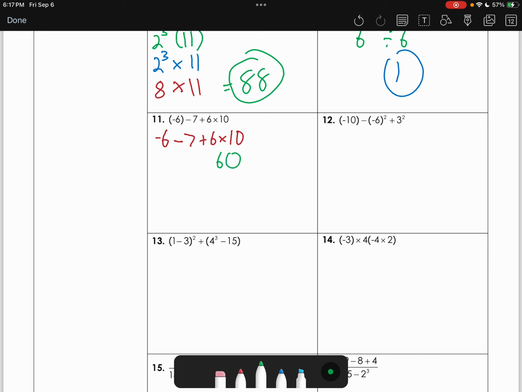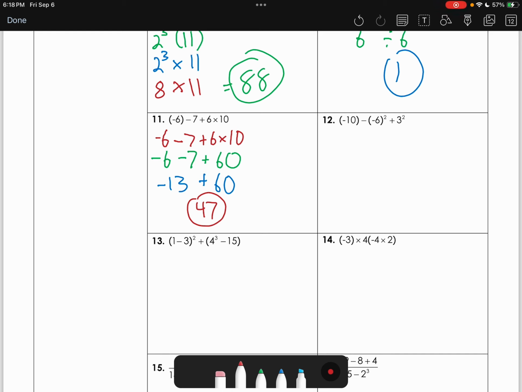All right, and then we can move our addition symbol down. We can move our subtract 7 down and our negative 6 down. All right, now we're looking for addition and subtraction from left to right. Negative 6 minus 7 will yield us a negative 13. Move the addition symbol down or 60 down. Negative 13 plus 60 will get us an answer of 47.